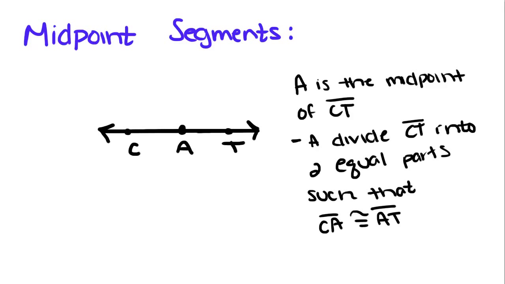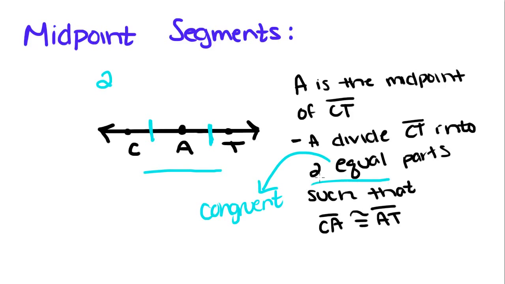So our topic today is the midpoint of a segment. If A is the midpoint of line segment CT, A divides CT into two equal parts. And equal also means congruent, such that CA is congruent to AT. And if it's really a midpoint, 2, because there's two equal parts, times the length of one of these segments should give you the length of the entire segment CT.